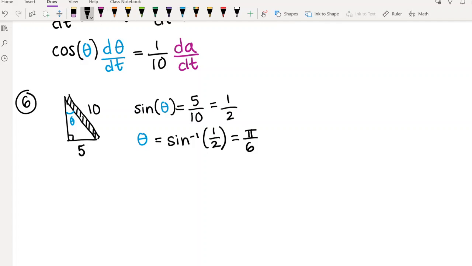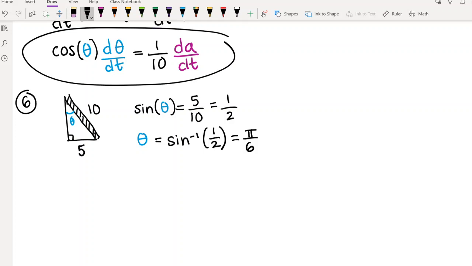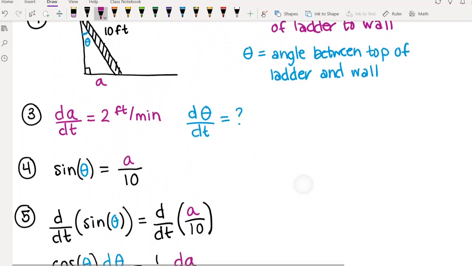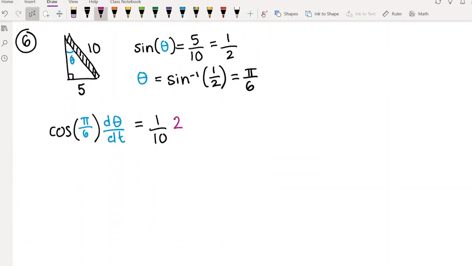So now we can go back to this equation here and plug in what we do know and solve for what we don't know. So we have cosine of pi over 6 times d theta dt is equal to 1/10 times dA dt, which was equal to 2, right? 2 feet per minute. So now we just need to solve this for d theta dt.